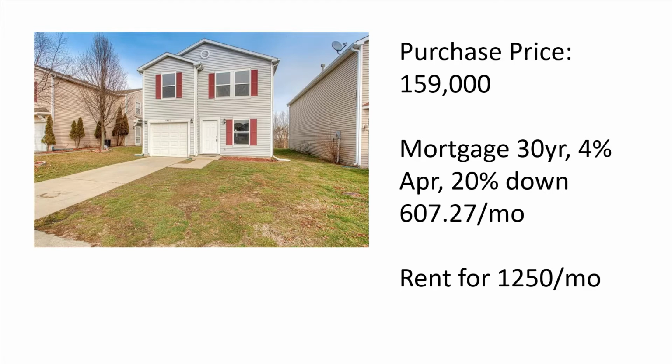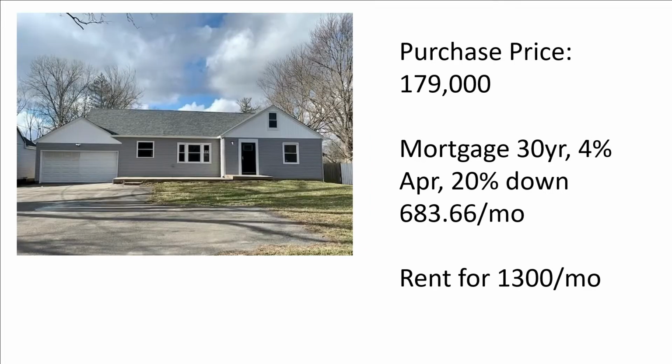And then we have property 2 that you look at and say, okay, well, this one's a little bit more expensive, at $179,000, more money out of pocket, same mortgage, same terms at least. Now this one would rent for $1,300. So then that doesn't meet the 50% rule. Now there's a number of other things that we'd be considering, but just based on the 50% rule, the first one does meet it, the second one does not.